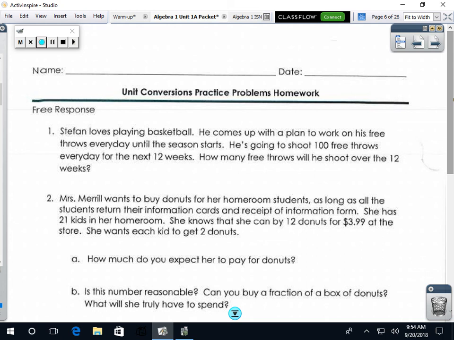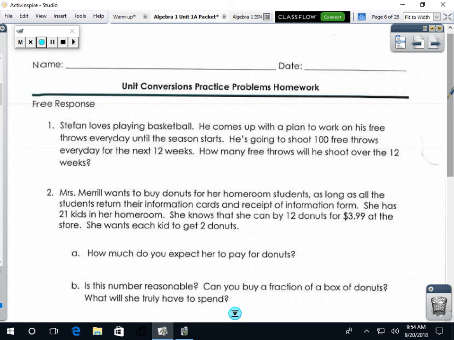All right, Stefan loves playing basketball. He comes up with a plan to work on his free throws every day until the season starts. He's going to shoot 100 free throws every day for the next 12 weeks. How many free throws will he shoot over the next 12 weeks? Okay, so what's the important information here? 100 free throws, and that's every day for the next 12 weeks.